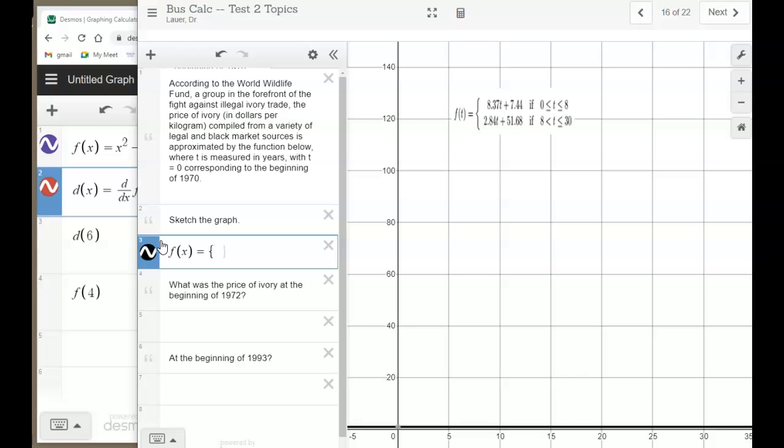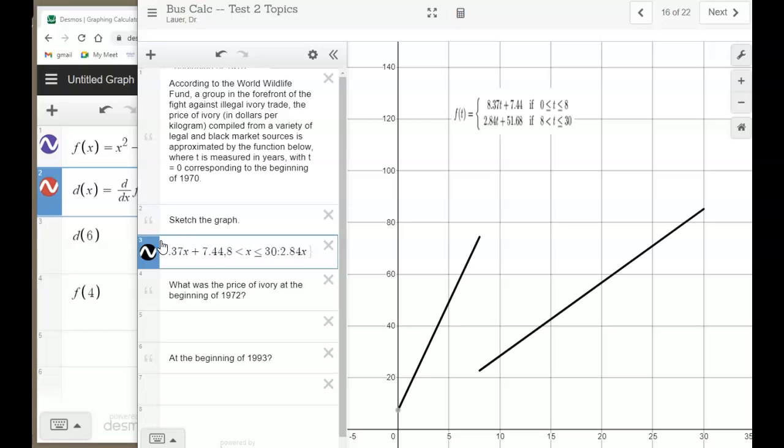So brace of, I put the restriction first. 0 is less than or equal to x is less than or equal to 8. And I put a colon and then the function, 8.37x plus 7.44, comma, and then I do the same thing for the other one. 8 is less than x is less than or equal to 30, colon, and we want that at 2.84x plus 51.68. So we end up with this graph here.